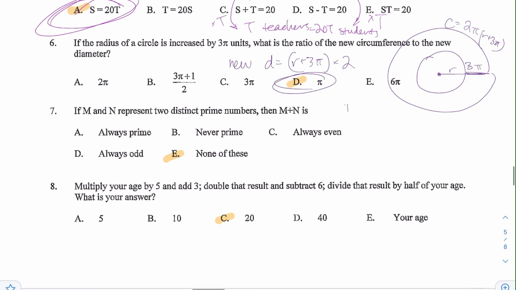So for any circle, the circumference is equal to pi times the diameter. So the new circumference will always be the new diameter times pi. So that's why the answer is D.